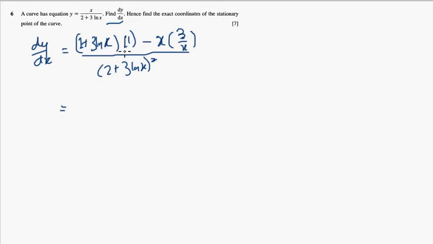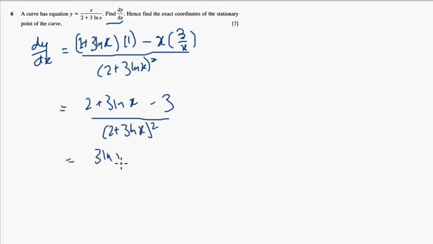So the top becomes 2 plus 3 ln x times 1, which is just 2 plus 3 ln x, minus x times 3 over x, which simplifies to just 3. So we've got 2 plus 3 ln x minus 3 over 2 plus 3 ln x squared, which simplifies to 3 ln x minus 1 over 2 plus 3 ln x squared.